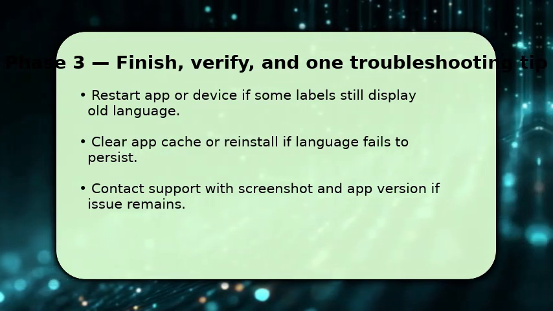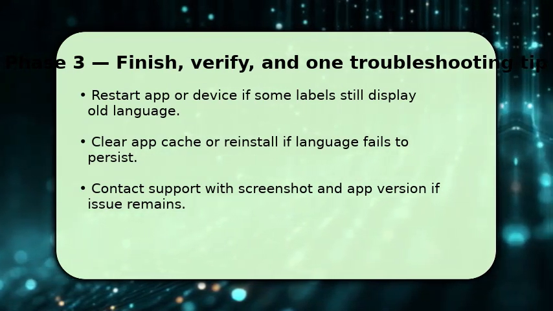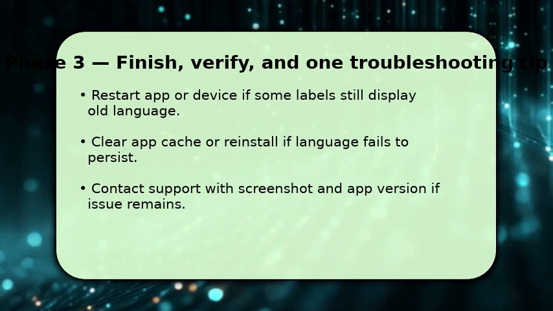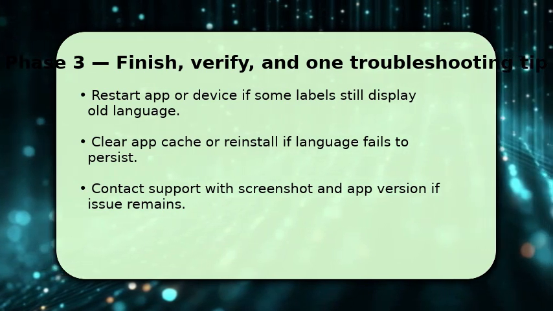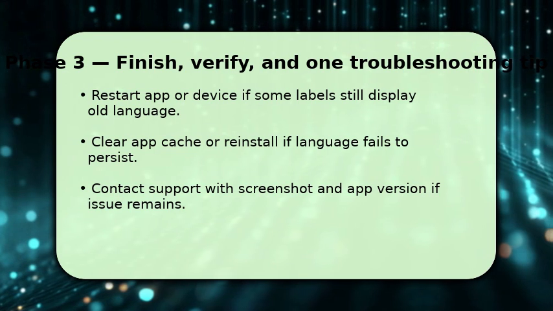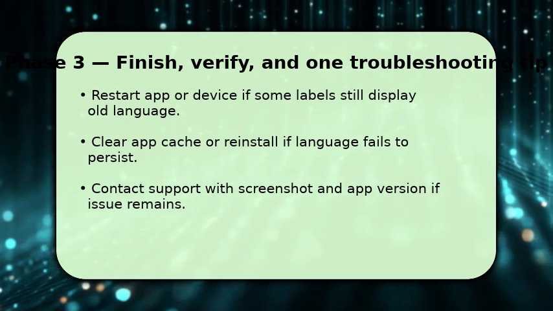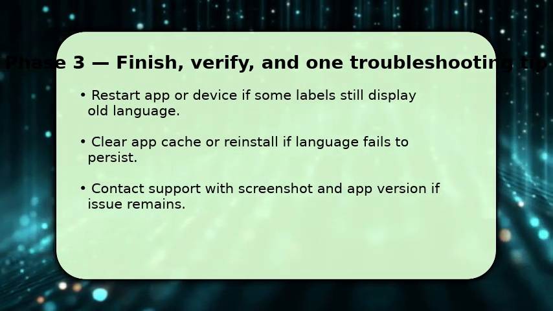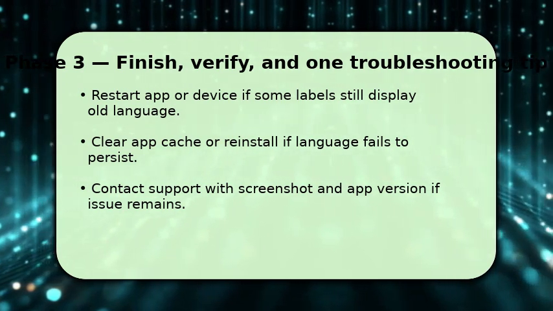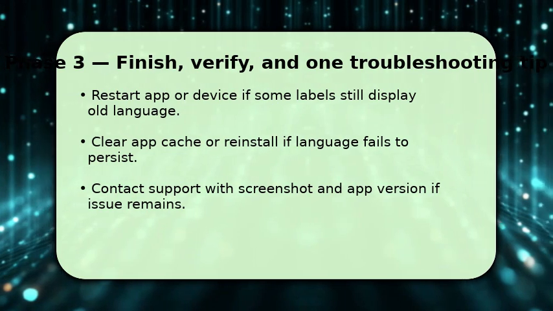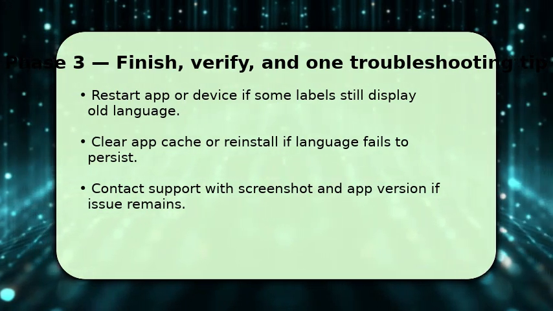If some labels remain in the old language, restart the app or reboot the device first. That often resolves partial updates. If the problem persists, clear the app cache or reinstall the app because corrupted resources can block language changes. As a last resort, capture a screenshot, note the app version, and contact support so they can reproduce and fix the issue for your device and language pair.